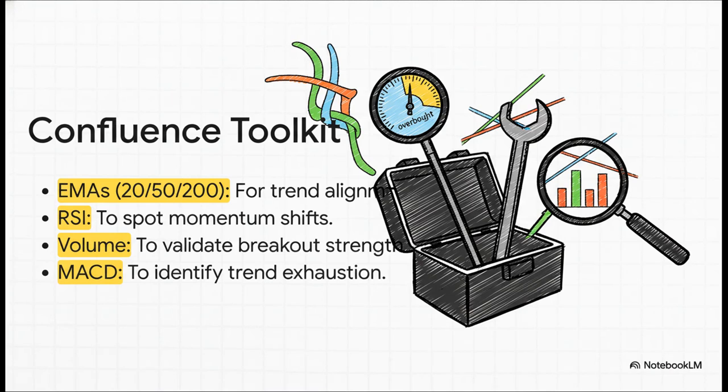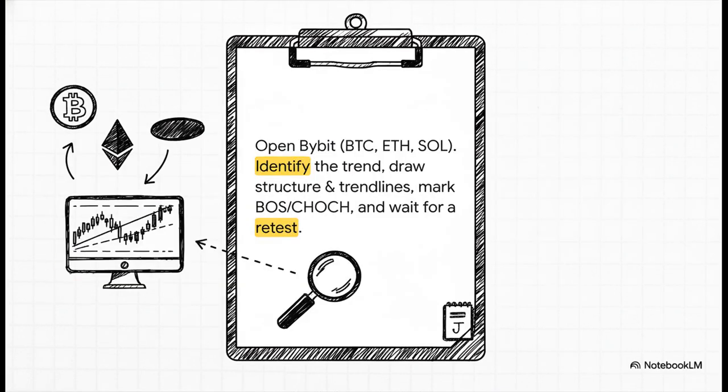Here's a simple but really effective toolkit. We use EMAs just to get a quick read on the overall trend. The RSI is great because it can warn us about momentum slowing down, sometimes even before the price shows us a CHOCH. Volume, well, that's our truth detector. It validates the strength of a move, and the MACD can help us spot when a trend is running out of steam.